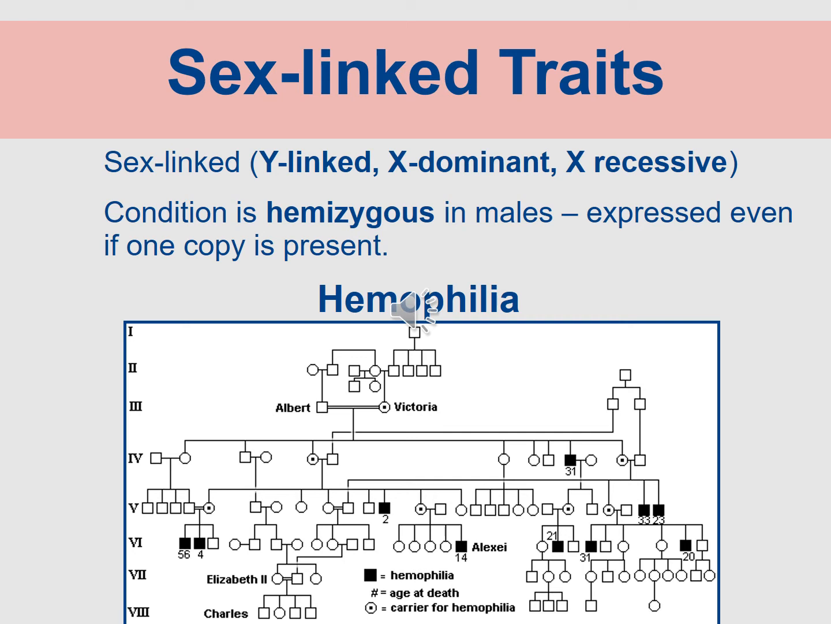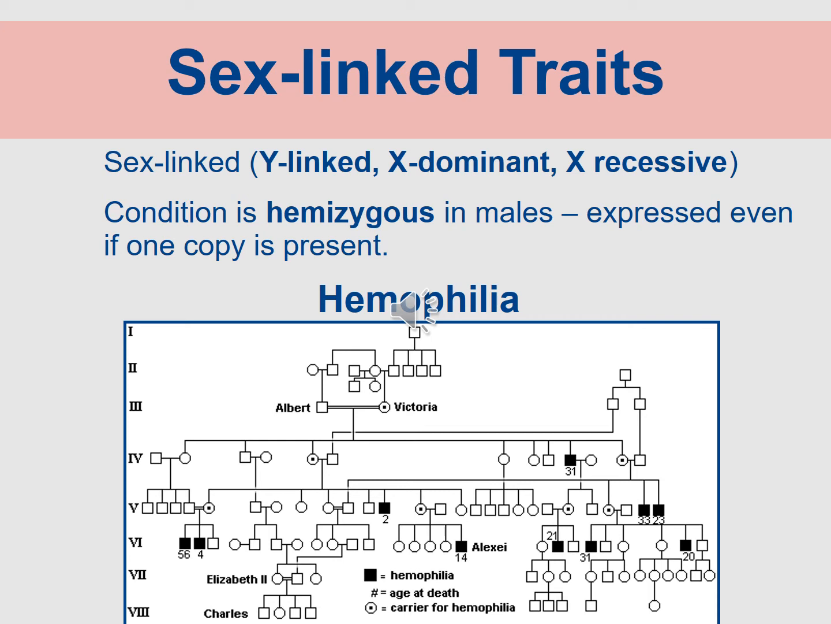Here's an example of a sex-linked trait within the royal family, hemophilia. You can see that hemophilia is an X-linked trait, and you'll notice that there are a number of females here that were carriers for hemophilia. You'll notice that the squares represent males, and the circles represent females. For a female to be a hemophiliac, she needs to have both copies present. So it's X-linked recessive.